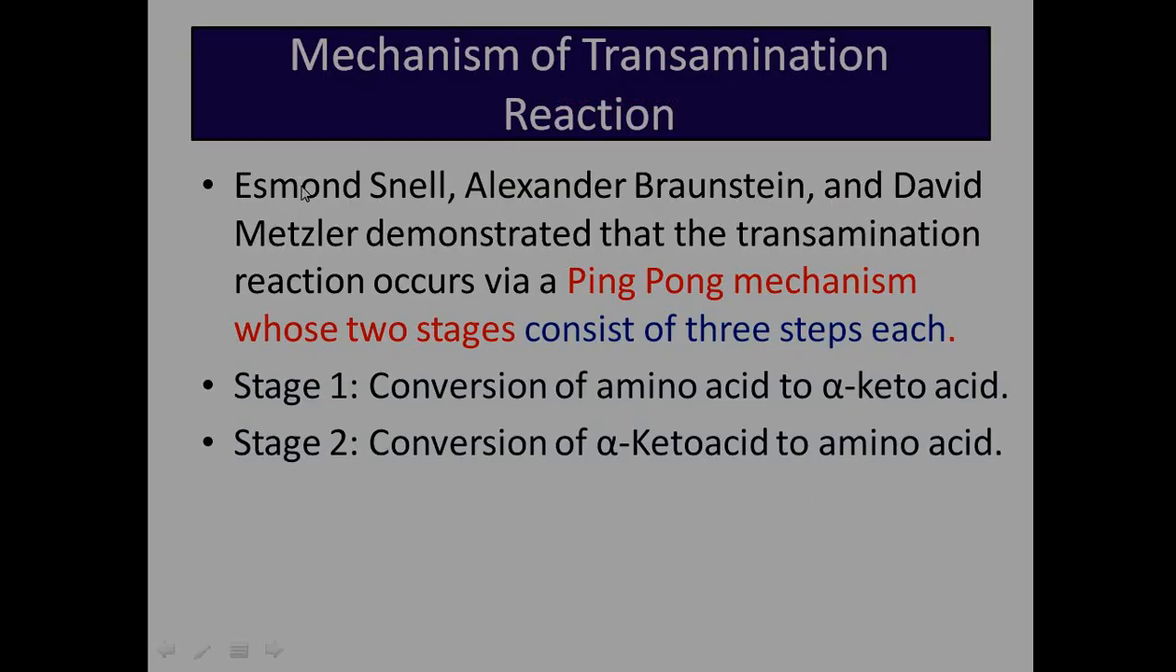This reaction was demonstrated by the scientists Esmond Snell, Alexander Braunstein and David Metzler. They demonstrated the transamination reactions via a ping pong mechanism whose two stages consist of 3 steps each. Stage 1 is the conversion of amino acid to alpha keto acid, and stage 2 involves the conversion of alpha keto acid to amino acid. So these are the 3 main steps involved in both the stages.